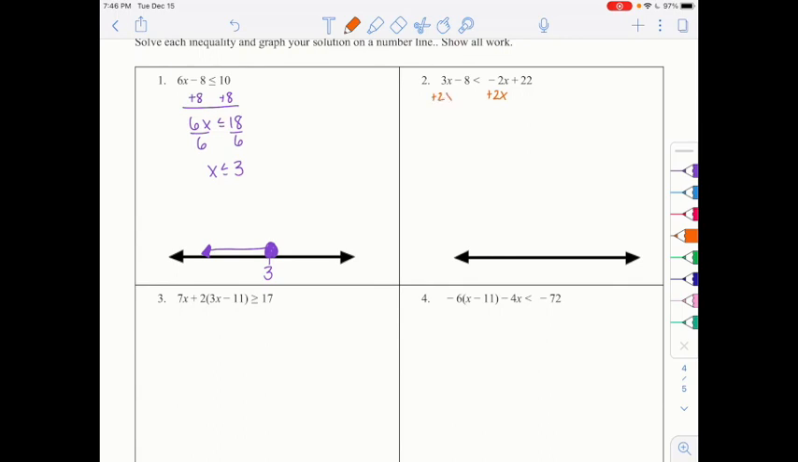In number 2, I'm going to add 2x to both sides here, giving me 5x minus 8 less than 22. I'm then going to add 8 to both sides, giving me 5x less than 30. Divide both sides by 5, x less than 6. So open circle this time because it's just less than, not equal to, and to the left because numbers to the left are less than.